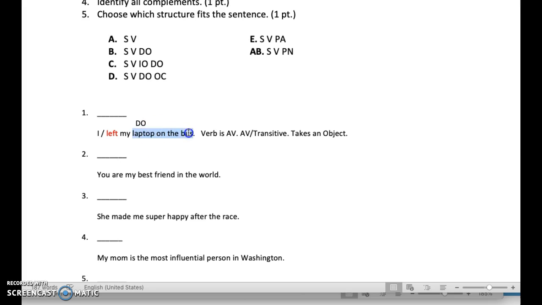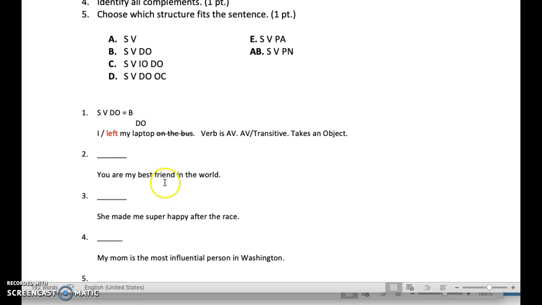Okay, here's a little prep phrase. I'm going to get rid of that prep phrase. I know it's a prep phrase because it begins with a preposition and ends with a noun. So in terms of structure, I have an SV DO structure, which equals letter B.